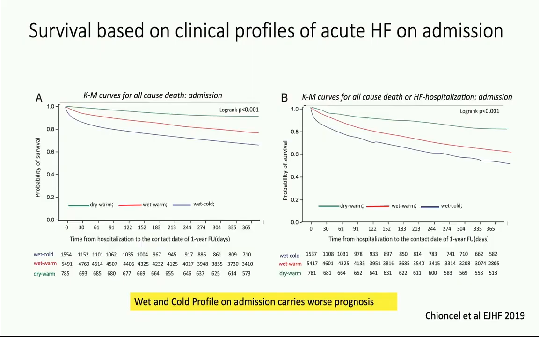wet. And the most recent data, published about a year ago, including patients with HFpEF presenting to hospital, showed that the patients who present with congestion and poor perfusion have the worst prognosis. This is the blue line here, compared to patients who are wet and warm, and the dry and warm patients have a better prognosis.